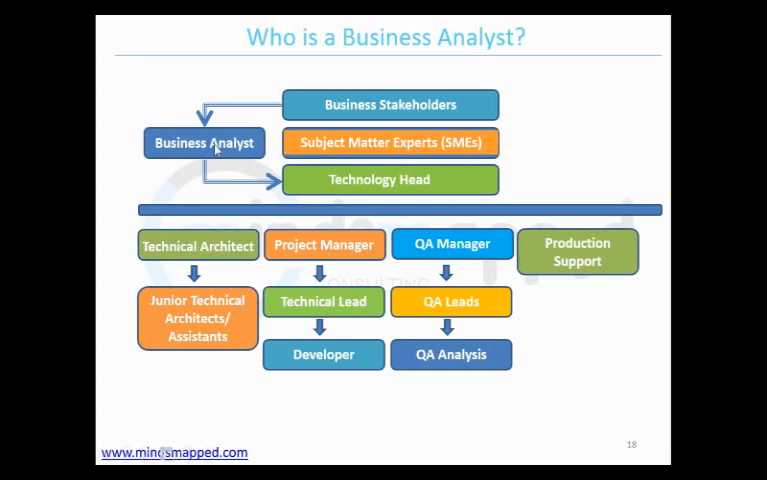The business analyst works very closely with the business stakeholder, the business subject matter expert, as well as with the technical architect. Why does he work with the technical architect? Because it is the responsibility of the business analyst to ensure that whatever is being asked is delivered, and delivered in a very optimal way.